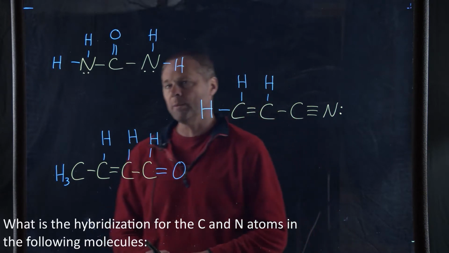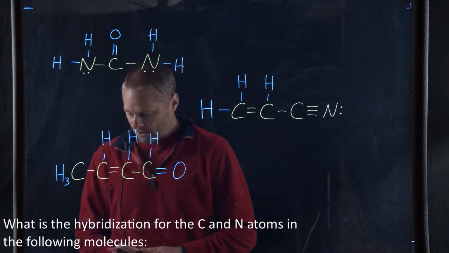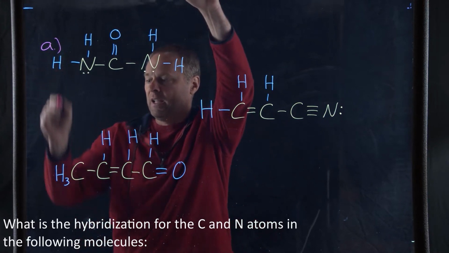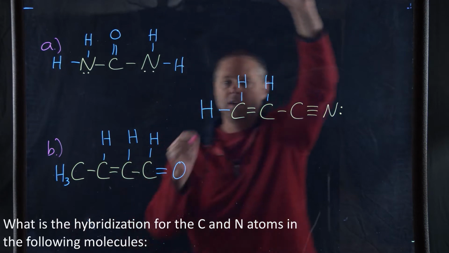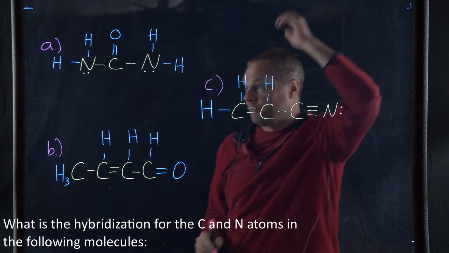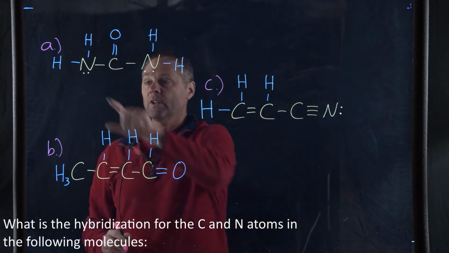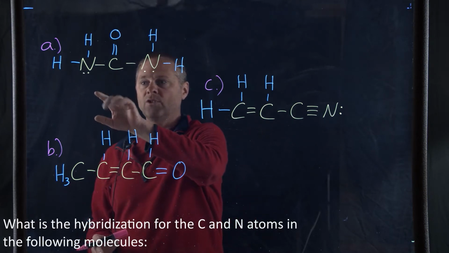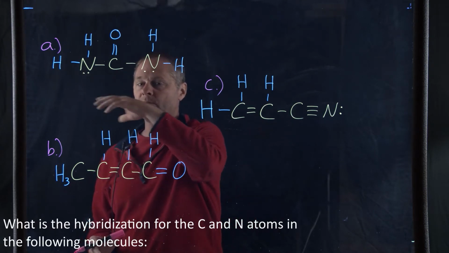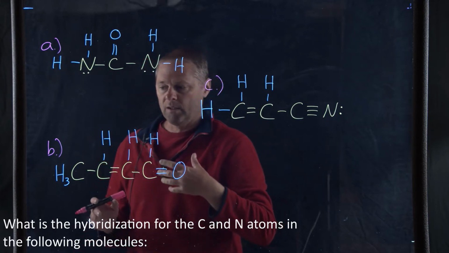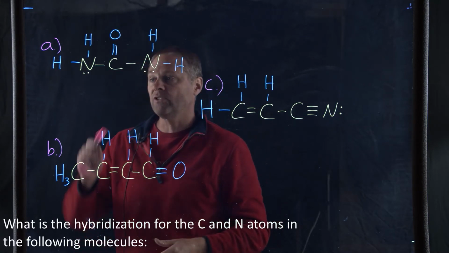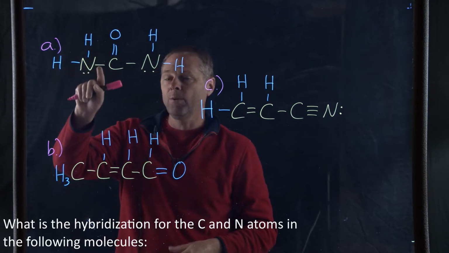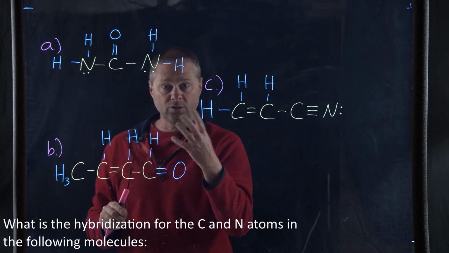the nitrogens and carbons. So to start out with, this will be molecule A, we'll call this molecule B, and over here will be molecule C. Okay? Let's look at this nitrogen here. Now the nitrogen here has how many things bonded to it? How many electron domains does the nitrogen have? Well, it has 1, 2, 3, 4. So it's got 4 things bonded to it.